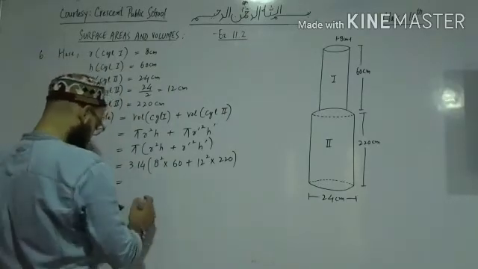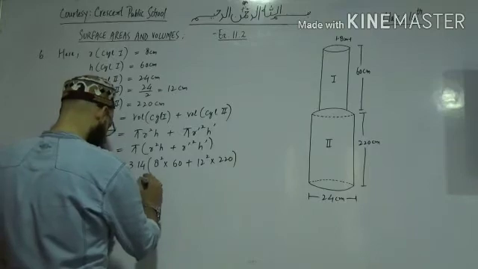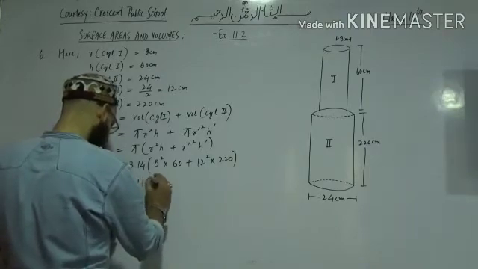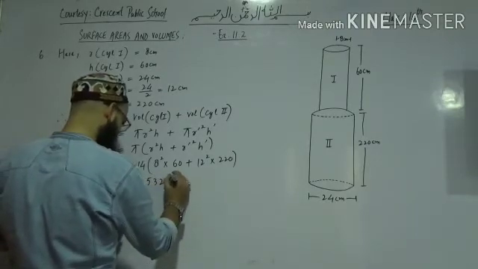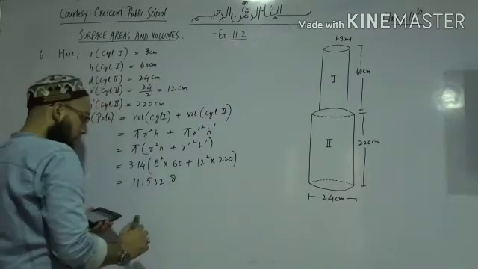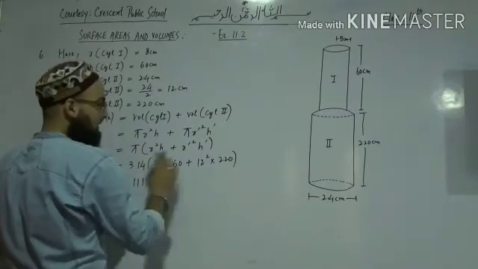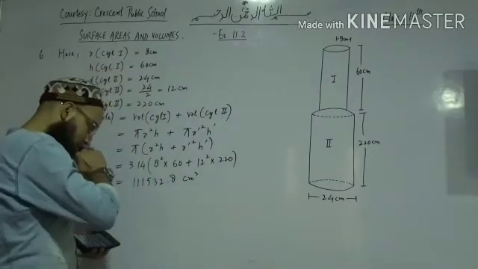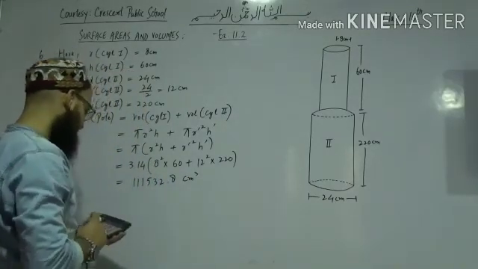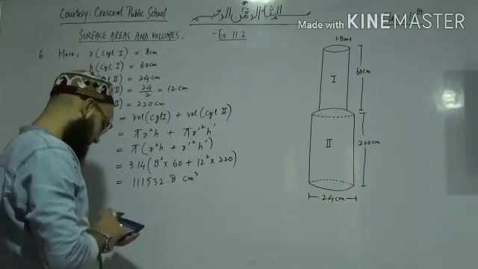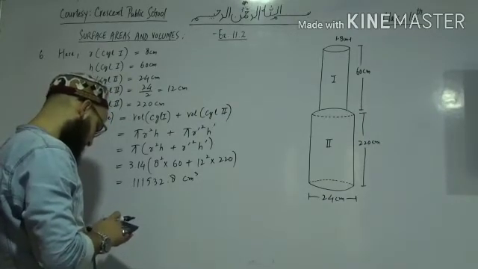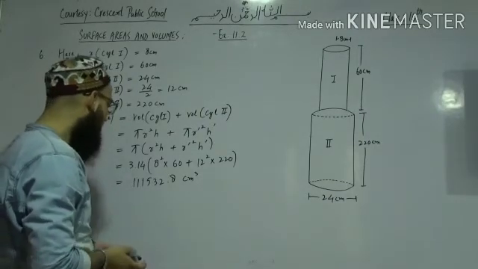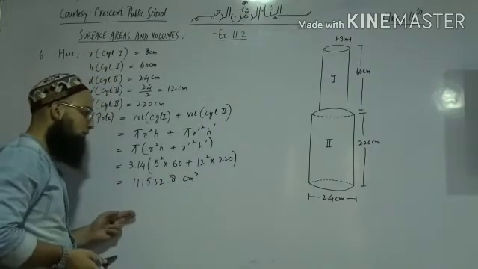So I got 111,532.8 cubic centimeter. Now, this is the volume of the pole.